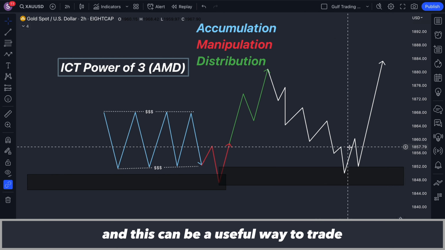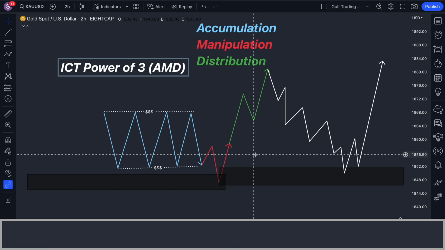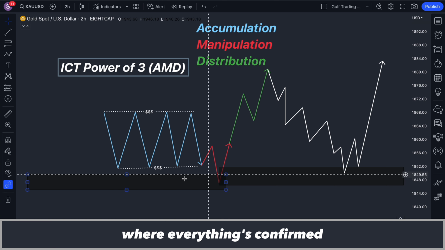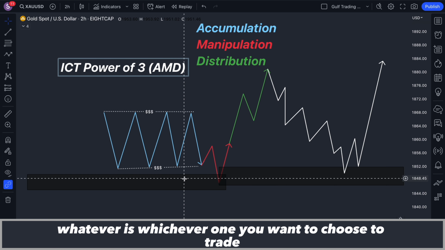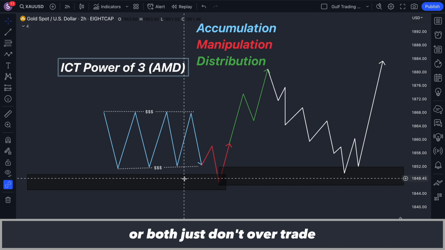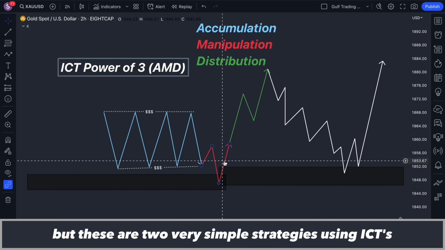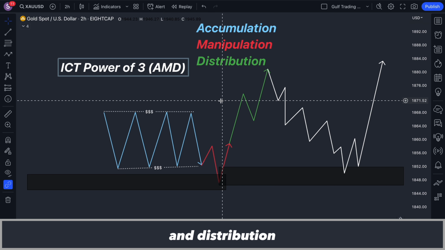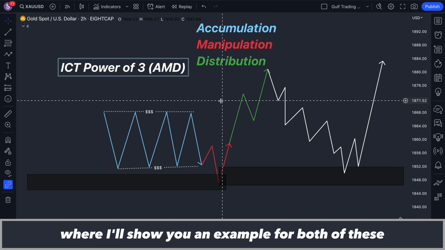And this can be a useful way to trade if you miss your first setup, or if you can't spend loads of time in the charts, maybe you wait just for the perfect setups where everything's confirmed. But whichever one you want to choose to trade, or both, just don't overtrade. These are two very simple strategies using ICT's power of 3, accumulation, manipulation, and distribution. So we will get into the charts now, where I'll show you an example for both of these.